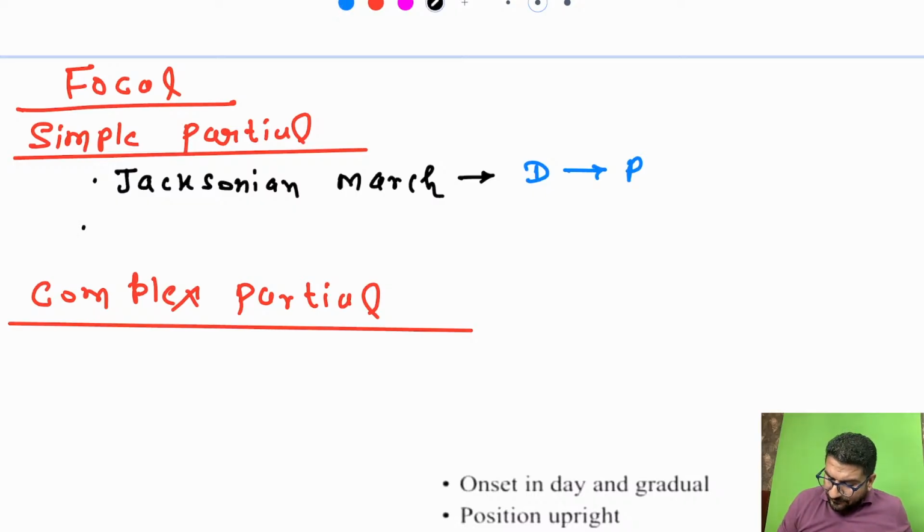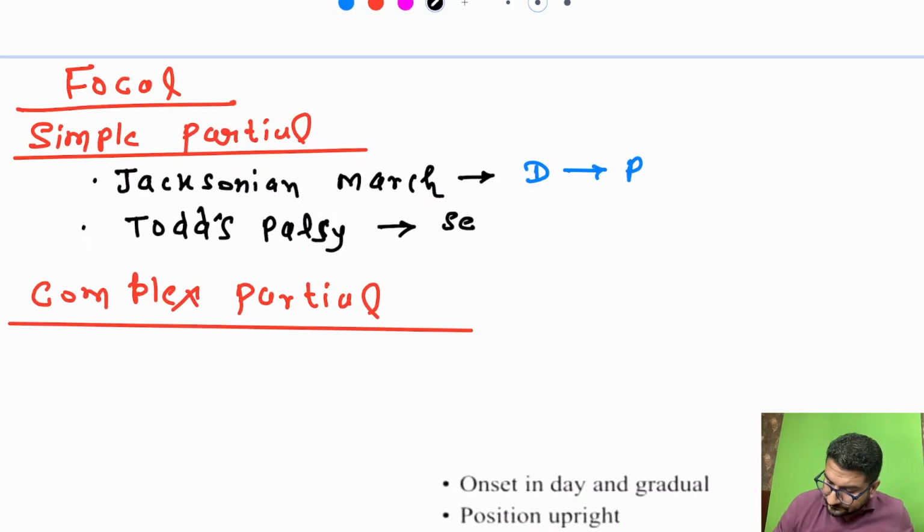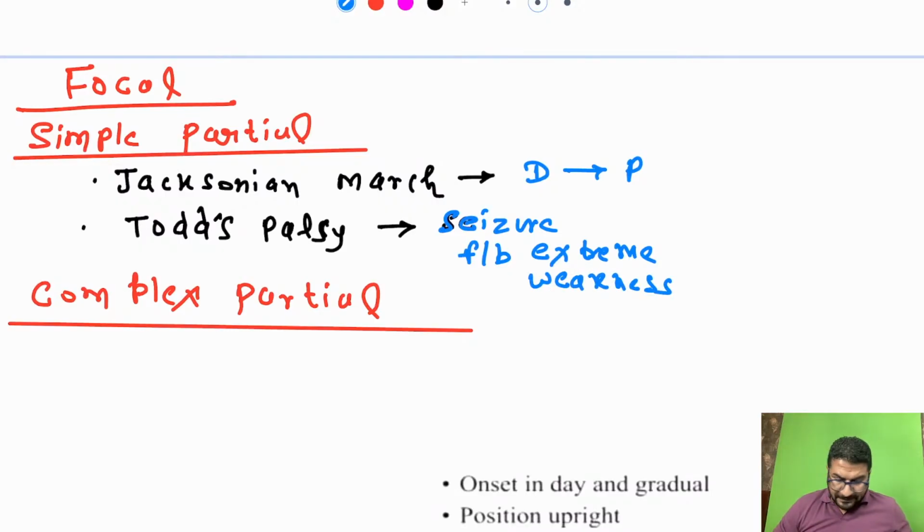Second type means after seizure, all of a sudden there is so much weakness. After seizure, the patient is having extreme weakness, as if the patient has had paralysis, a stroke. So seizure followed by extreme weakness, suddenly weakness in the body. We call this Todd's palsy.